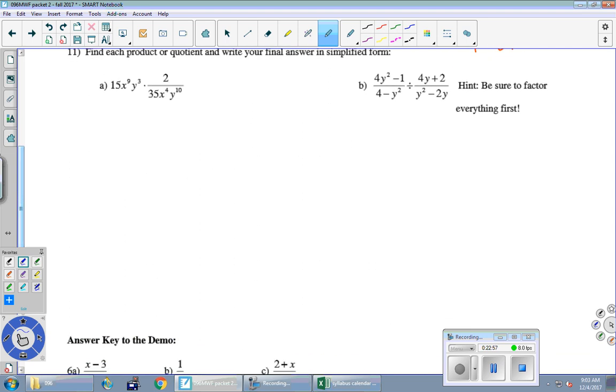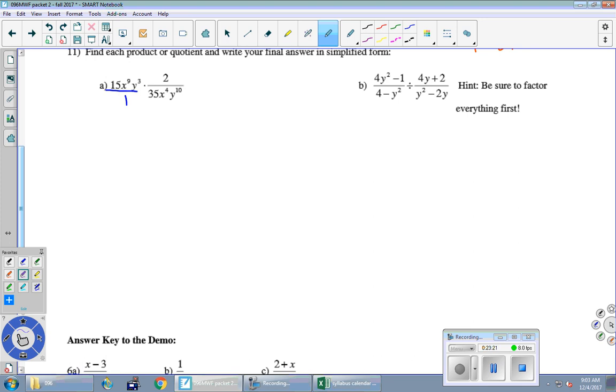We are going to multiply 15x to the 9th times y to the 3rd, times 2 over 35x to the 4th y to the 10th. Okay, when I multiply fractions, I like them both to look like fractions. So what am I introducing here? A 1. And sure, we're going to be multiplying straight across, but I'm a fan of reducing anything that I can ahead of time.